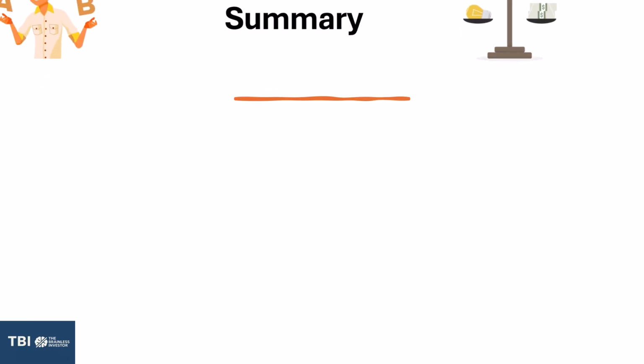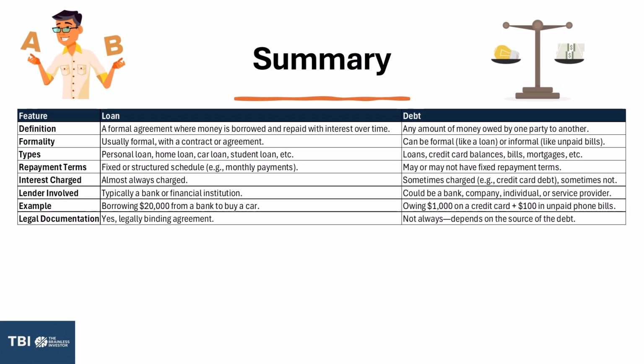So now let's summarize the difference between loan and debt. The definition of a loan is a formal agreement where money is borrowed and repaid with interest over time. It's usually formal with a contract or an agreement. The types of loans are personal loan, home loan, car loan, or student loan. Repayment terms: fixed or structured schedule.